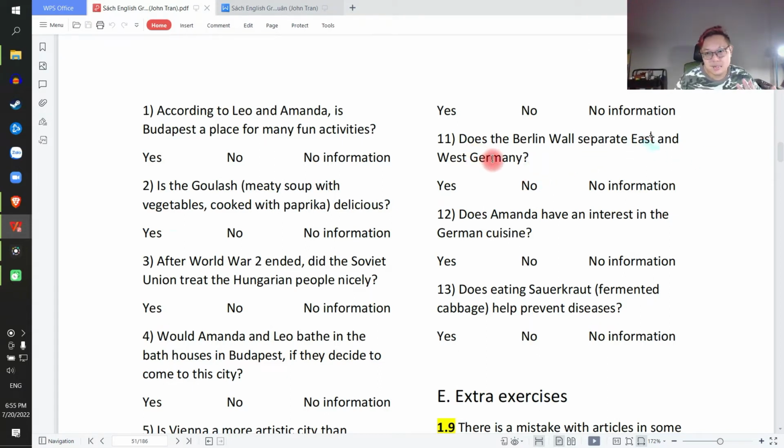So it's clear that it cannot separate East and West Germany. So it's a no. So number 12, does Amanda have an interest in the German cuisine?